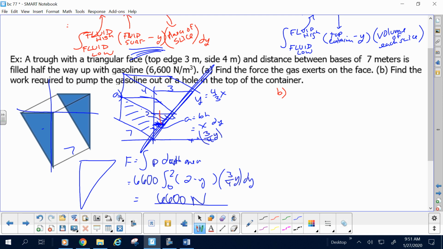If I pump out the fluid from a hole in the top of the container, how much work will it take? Rho, distance, volume is the idea of the day. Rho is 6,600. The bounds, 0 to 2 or 0 to 4? 0 to 2, it's still where the fluid is. The distance, 2 minus y, 4 minus y? We have to take it to the top of the container now, so 4 minus y. The volume, how will it be different from the area?